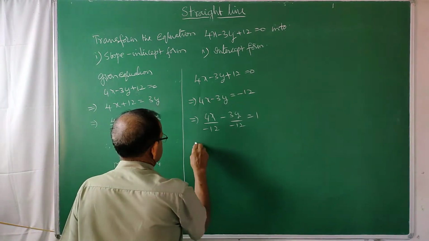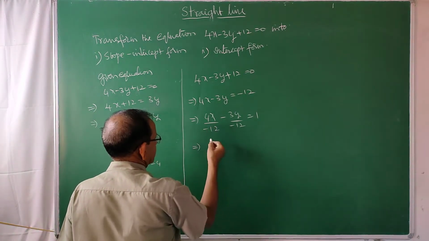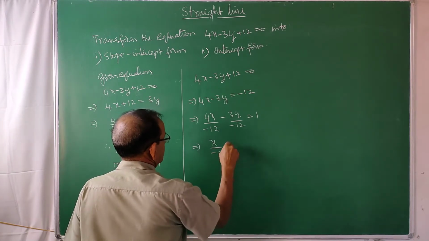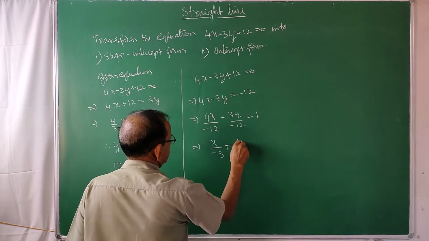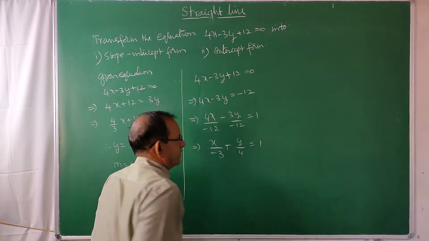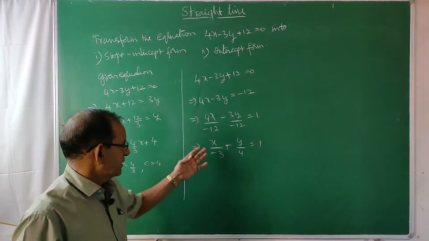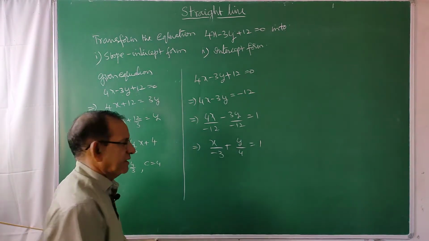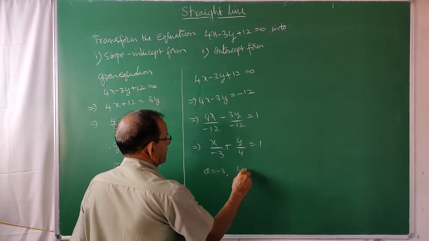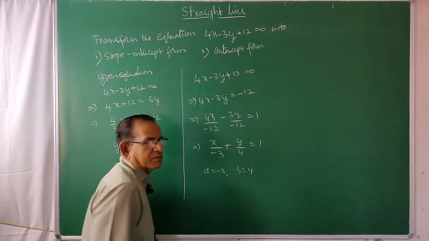That implies 4 can be cancelled in this one by 3 times. x by minus 3 plus, minus by minus is plus, y by 3 is cancelled in this one 4 times, is equal to 1. Now it is in the intercept form, x by a plus y by b is equal to 1. Here x intercept a is equal to minus 3 and y intercept b is equal to 4.